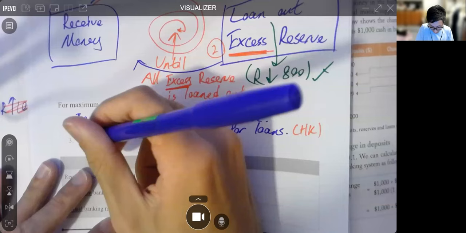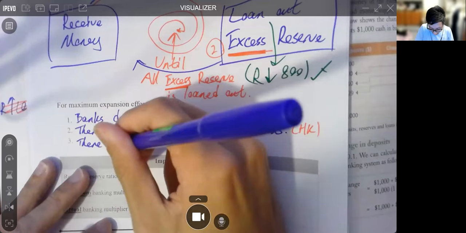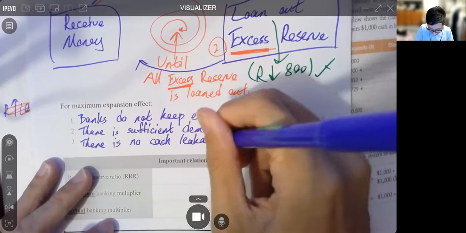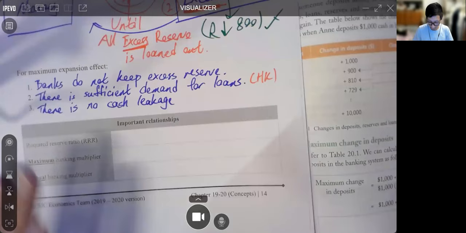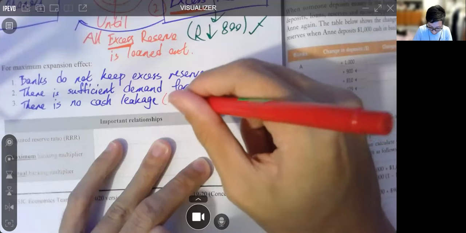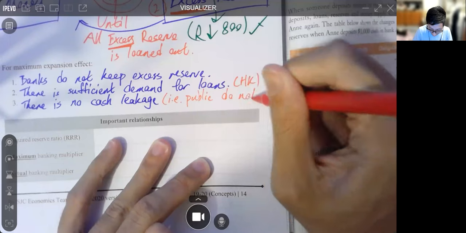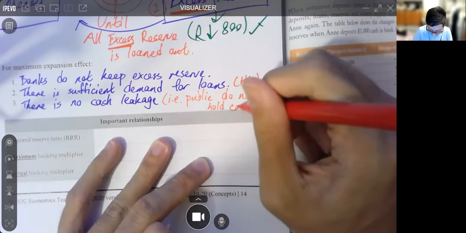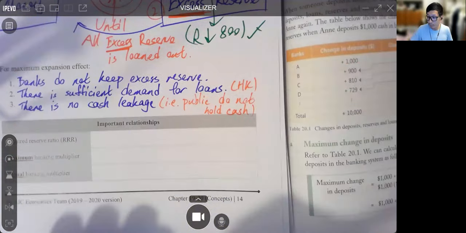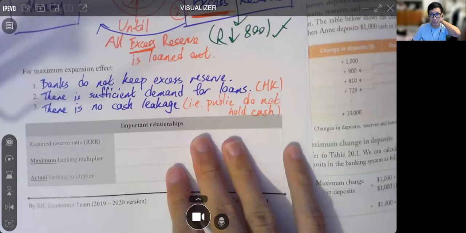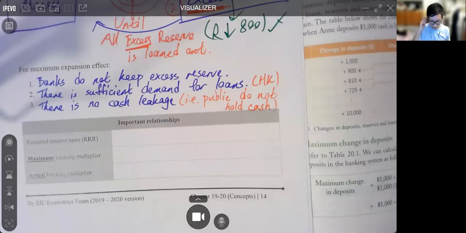原來我們這裡有個動作啊, 我們叫做 cash leakage. There is no cash leakage. 你什麼叫 cash leakage啊? 原來啦, cash leakage, this word means public do not hold cash. 是不會拿著cash的, 將所有錢扔到銀行, so that the bank can do credit creation again. OK? 行不行?